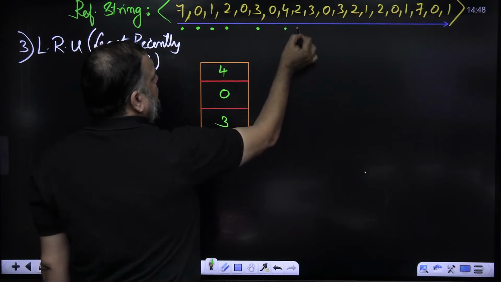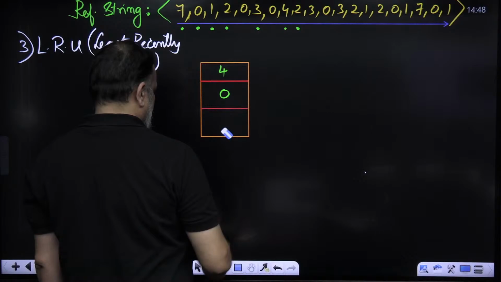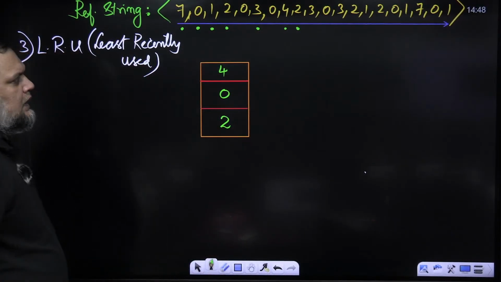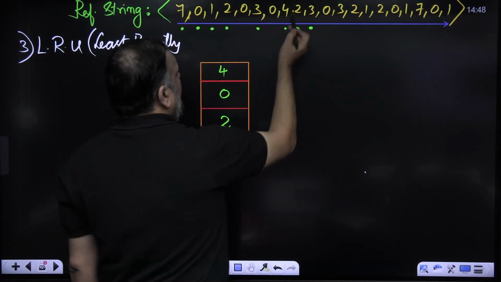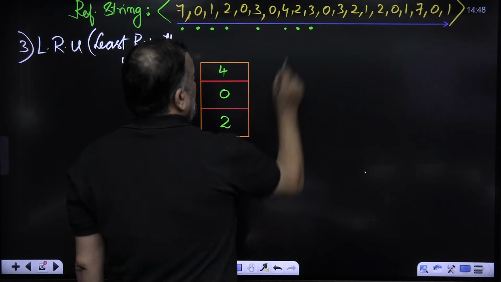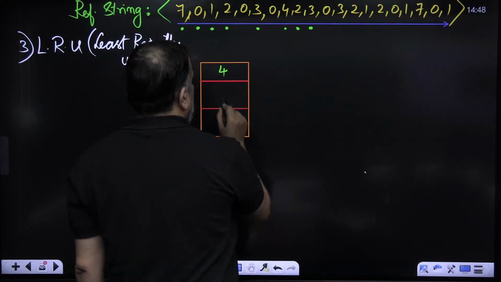2 again will cause a fault. 4, 0, 3. 3 is at the end. So in place of 3, we are going to bring 2. After that, 3 will cause a fault. 2, 4, 0. 0 is at the end. So in place of 0, you will bring page 3.